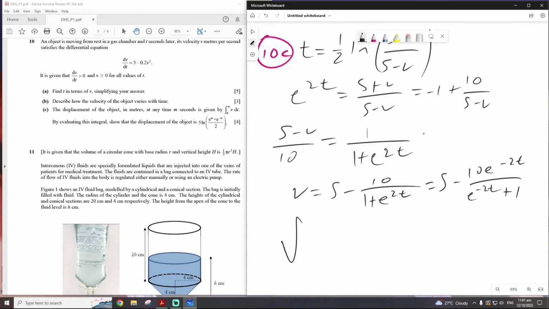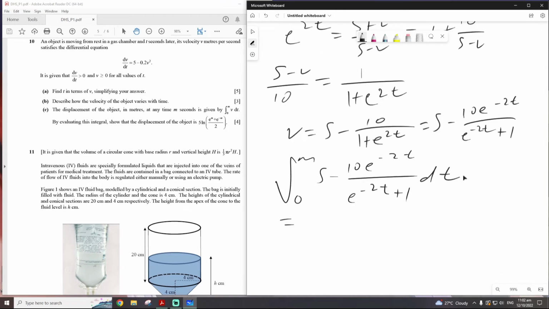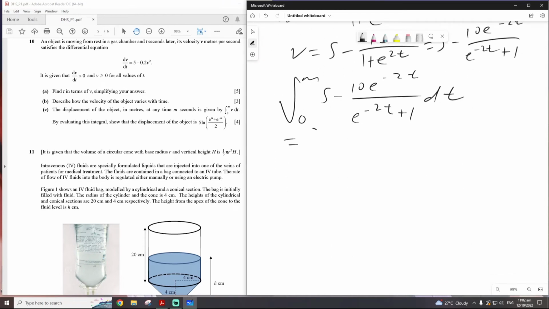So I will integrate. So distance will be the integral from 0 to m of (5 minus 10 e power negative 2t) divided by (e power negative 2t plus 1) dt. You'll notice that the derivative of the bottom is negative 2 of this, so I actually get an f prime x over f x kind of integral. So this actually gives me 5t. So I bring the minus 2, I have 5 left, so I add 5 ln(e power negative 2t plus 1). And I do not need a modulus here because this is always positive.